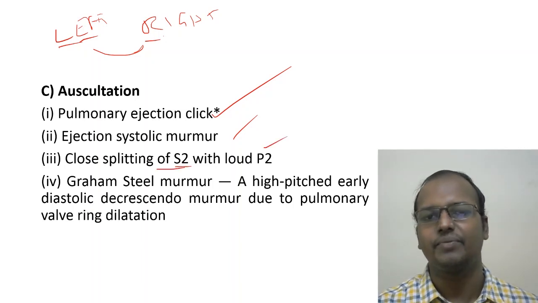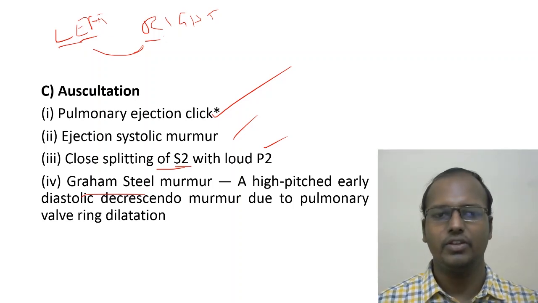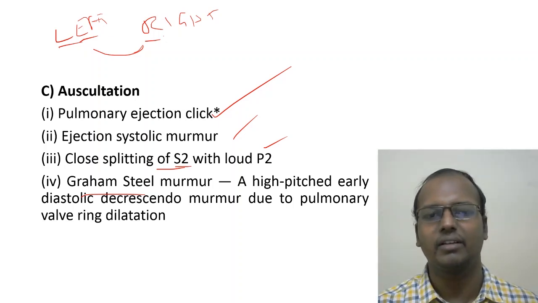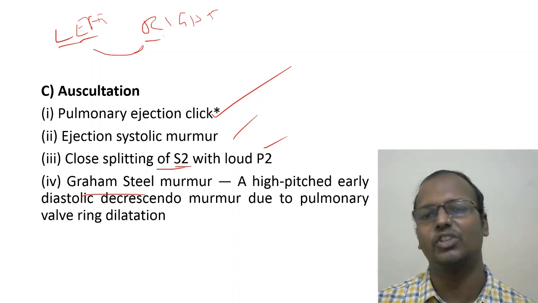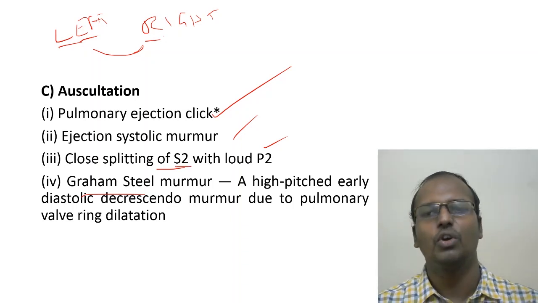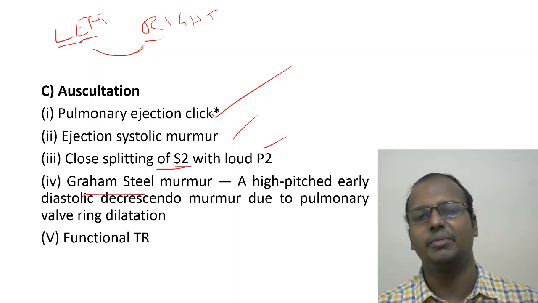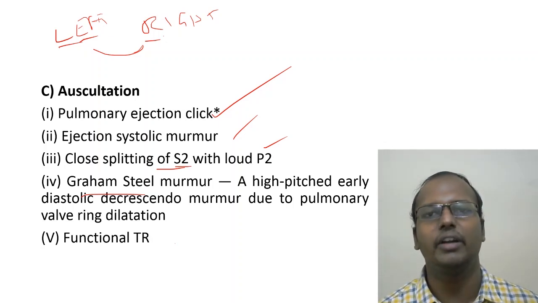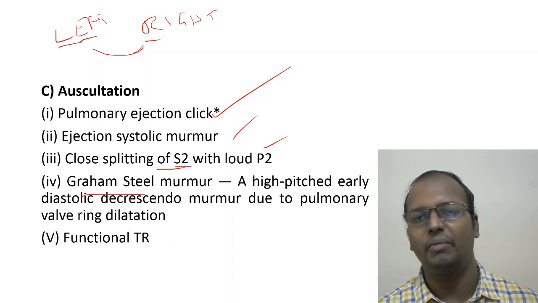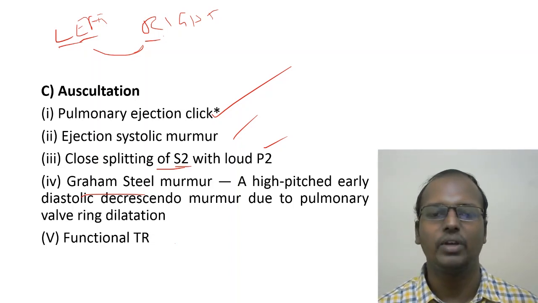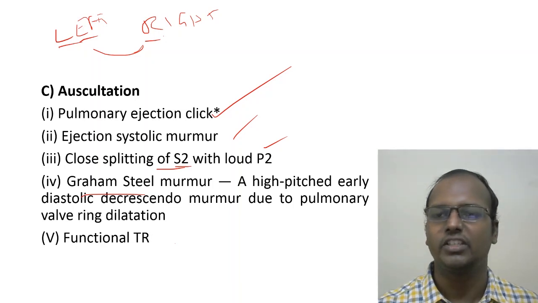Close splitting of S2 will be there, that we discussed already, because of the pulmonary hypertension. And Graham Steell murmur: as the pulmonary hypertension progresses, the pulmonary valve ring will dilate, and that can lead to pulmonary regurgitation also. So that is the diastolic decrescendo murmur due to pulmonary valve ring dilatation. What else murmur can be heard? It is your functional tricuspid regurgitation. Because the blood is not able to be pushed forward into the pulmonary artery, some amount of blood will be leaking into the right atrium through the tricuspid valve. That is your functional tricuspid regurgitation.